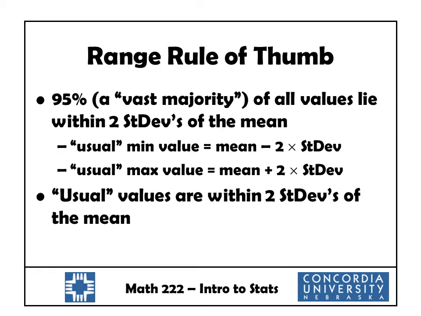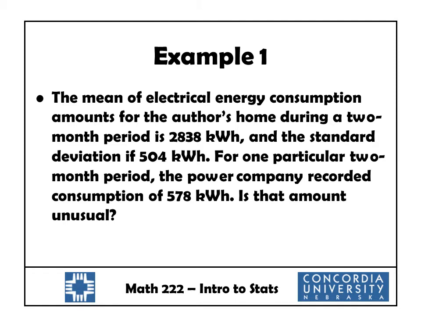In the last section we saw what we call the range rule of thumb, which said that 95%, or a vast majority, of all our data values lie within 2 standard deviations of the mean. And from that we can calculate a usual minimum value and a usual maximum value. We say that usual values are within 2 standard deviations of the mean. Let's look at a couple of examples of using that range rule of thumb.